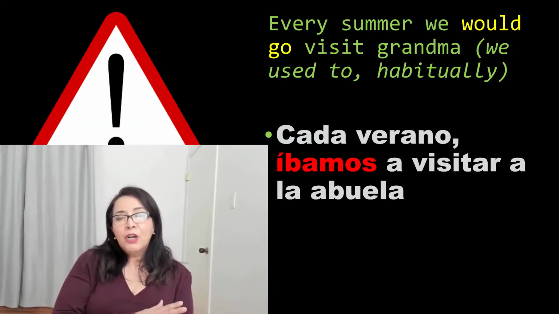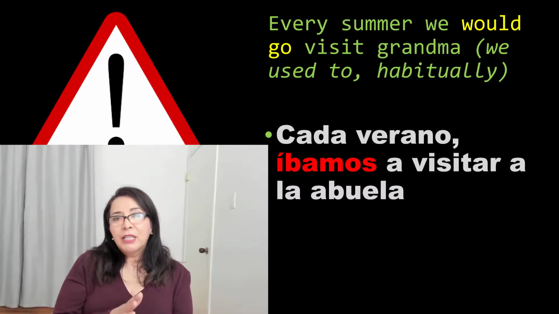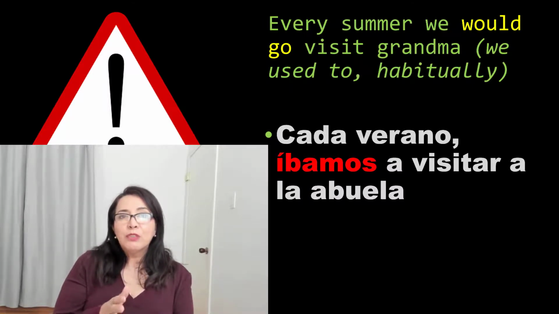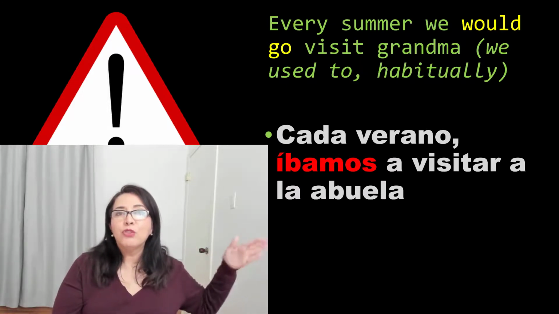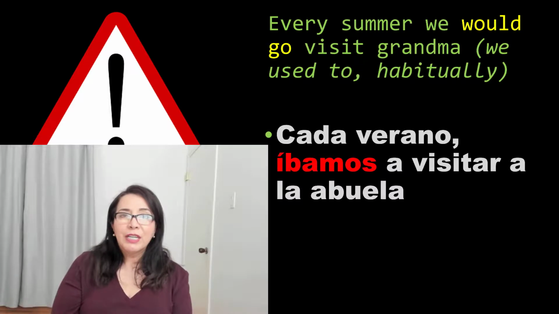So we've seen all of the uses of the conditional, and I'm gonna share something that we use the conditional in English for. However, in Spanish we don't. Okay, and an example would be every summer we would go visit grandma. So in English we use the conditional to talk about a habitual situation in the past, something that you used to do. However, in Spanish, we don't use the conditional for that. Do you remember what we used? So hopefully you said the imperfect tense.